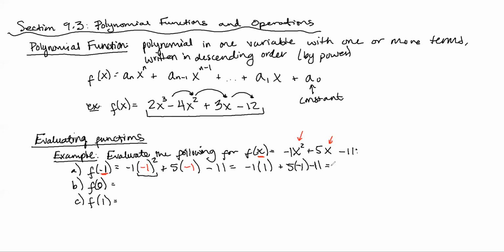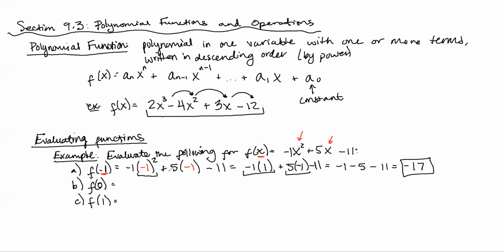So now if we go ahead and do our multiplication, we have -1 times 1 is -1. 5 times -1 is -5, so I'm going to put a -5, and then -11. And then lastly, -1 minus 5 is -6, -11 is -17. So when we plugged in -1, we got -17. And so this -17 is kind of like the y value, because we plugged in -1 for the x.